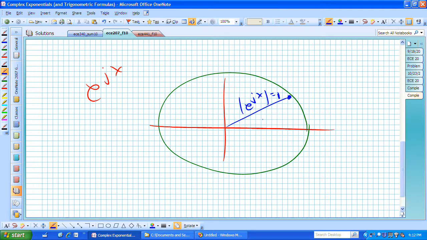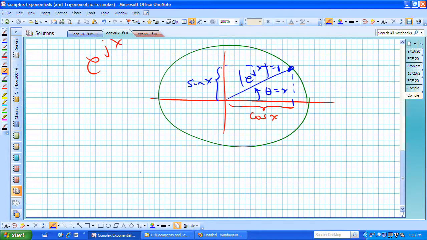where we've just now concluded that the length of that is 1, the angle of that is x, and if we wanted to find this particular value, this is simply the real part of that, which is cosine of the angle, which is cosine of x, and this vertical distance is just the sine of that angle, which is sine of x. And now we have a real part for this complex number e to the jx. We have the real part, cosine of x, and the imaginary part in the vertical direction plus sine x.